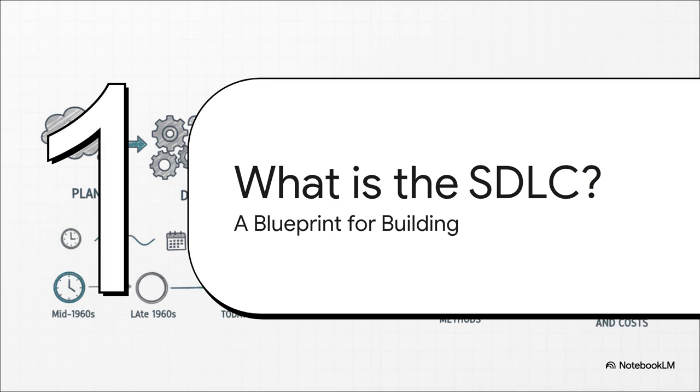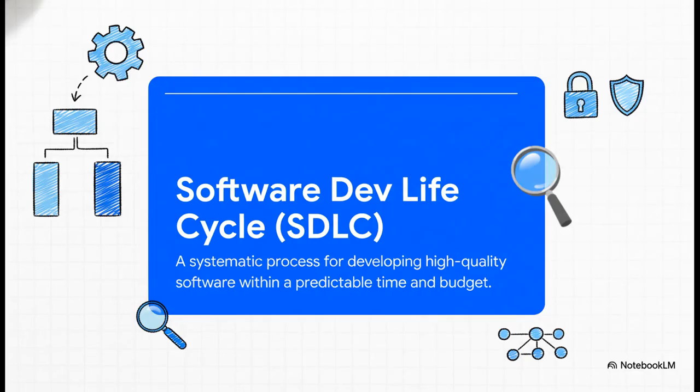Okay, so what is this blueprint? This structured plan is what we call the software development lifecycle. Let's break down what that actually means right now. So at its core, the SDLC is a systematic process. I really want you to lock in on three key things here: high quality, predictable time, and predictable budget, right? Those are the pillars the entire process is built to protect. It's all about taking the chaos out of creation.